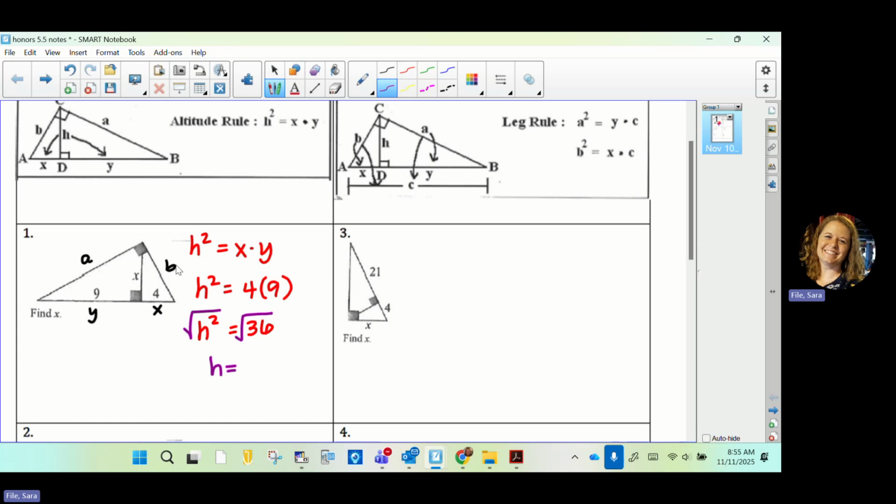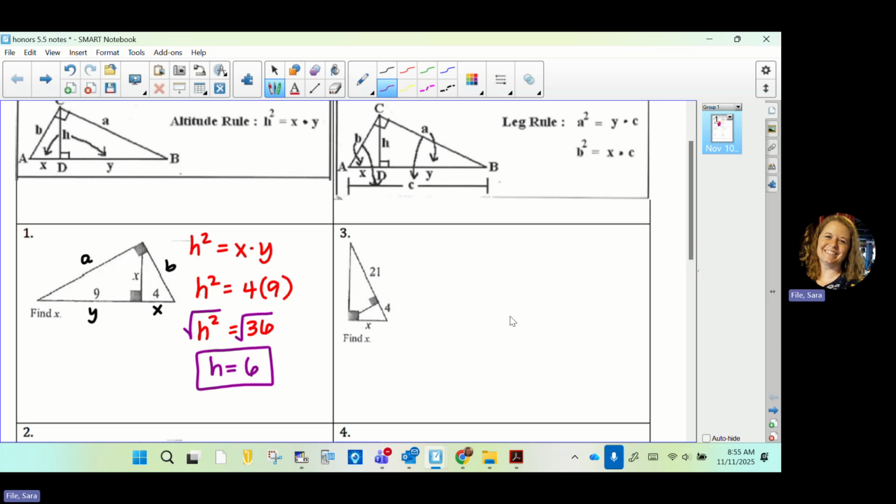But in the context of what we are using it for, we're finding the height of a triangle. Would it make sense for the height of our triangle to be negative? No. So in these problems, when we're doing geometric mean, when we take the square root, we do not have to do the plus minus. Okay, it's just going to be the positive 6. Make sense? Okay. All right.